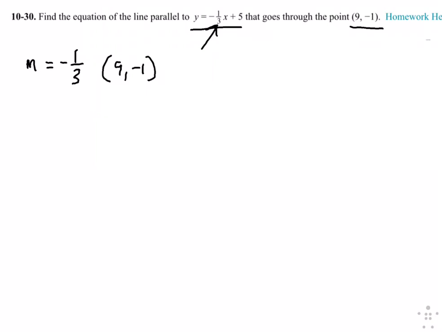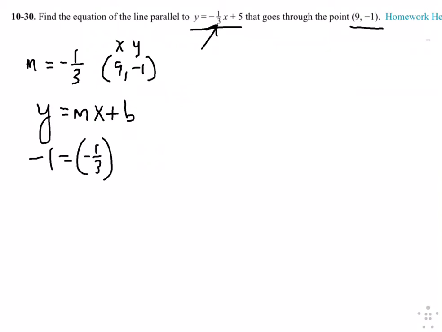So they give us an x value and a y value. So we're going to substitute into y equals mx plus b. We're going to substitute everything we know and solve for b. So y is -1, slope is -1/3, x is 9, plus b, right? So we get -1 equals -3 plus b.